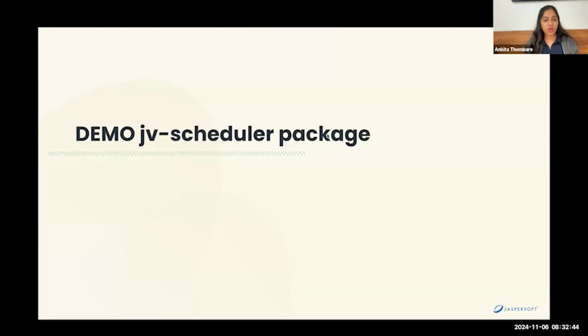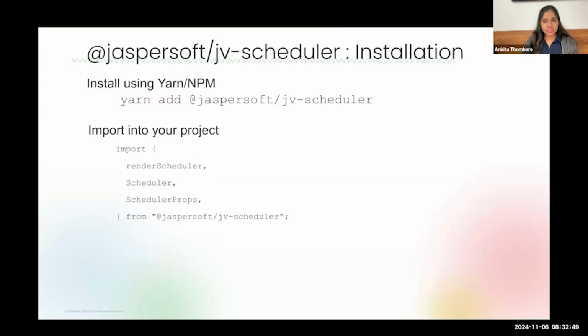Today I'm going to show you how to install and use the scheduler package in your application. So the first step is the installation. You can use any package manager, that is yarn or npm. If you are using yarn, you can just use the yarn add @jaspersoft/jvscheduler command, so that you will get access to all the APIs and typing for the JV scheduler package. After installing, you will get access to some APIs, that is renderScheduler and Scheduler, and one type definition, that is SchedulerProps.